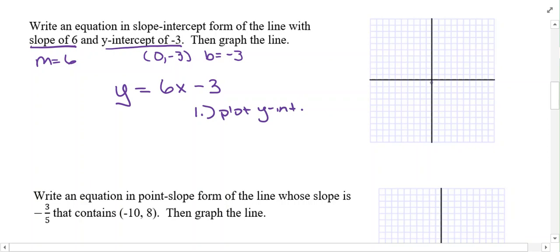So (0, -3): 1, 2, 3. So that point there is (0, -3). Then we're going to use the slope to find another point. So we go up 6, 1, 2, 3, 4, 5, 6, and over 1. And that would be our line.